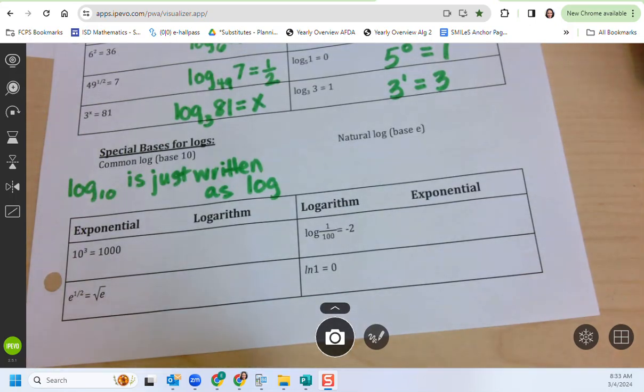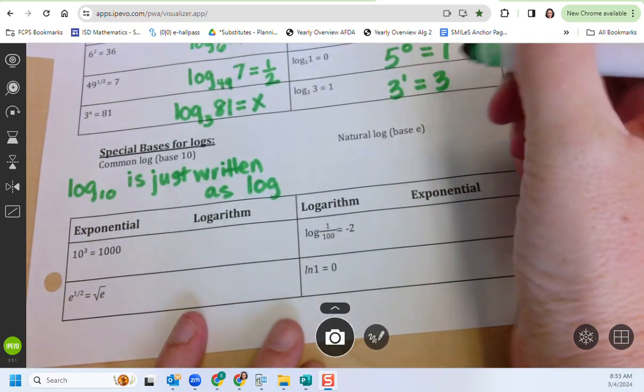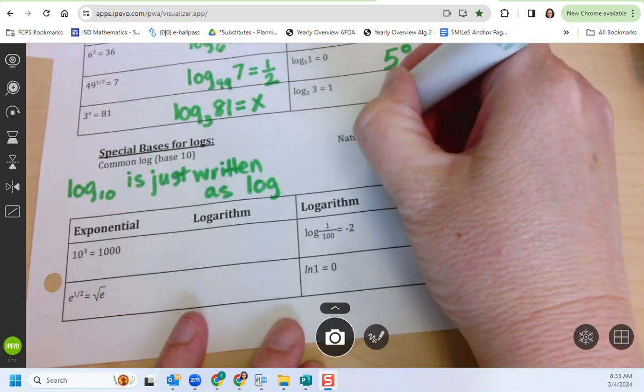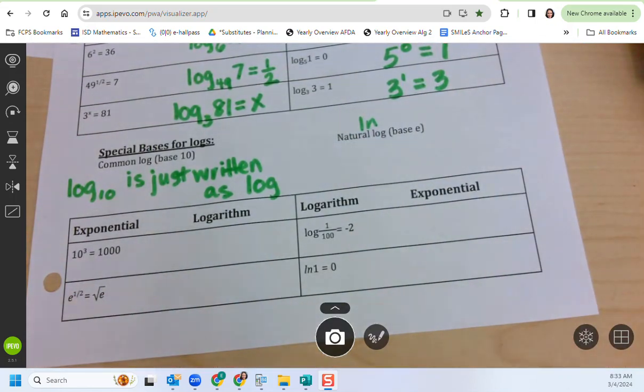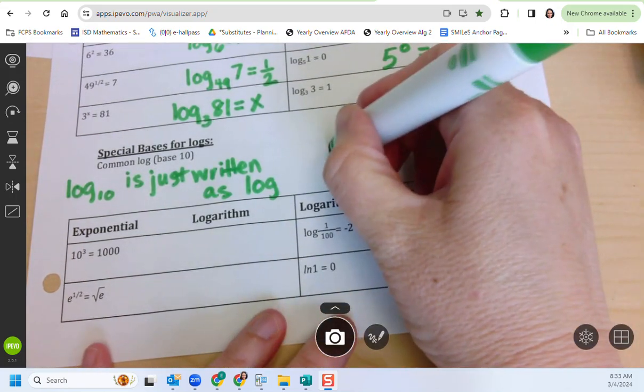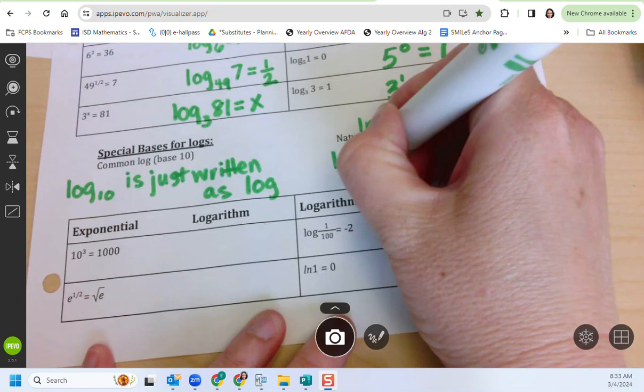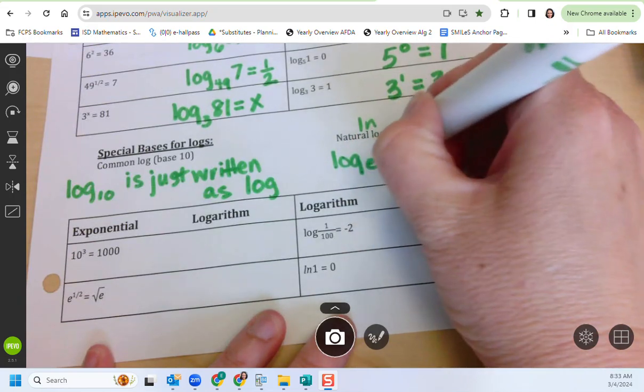So then you have natural log. Natural log is ln. And if you look on your calculator, ln has an e to the x above it. That's a hint that ln is log base e. So log base e is written as ln.